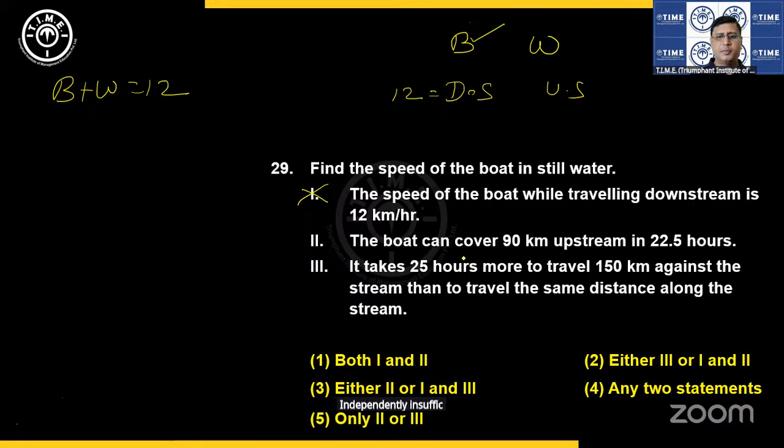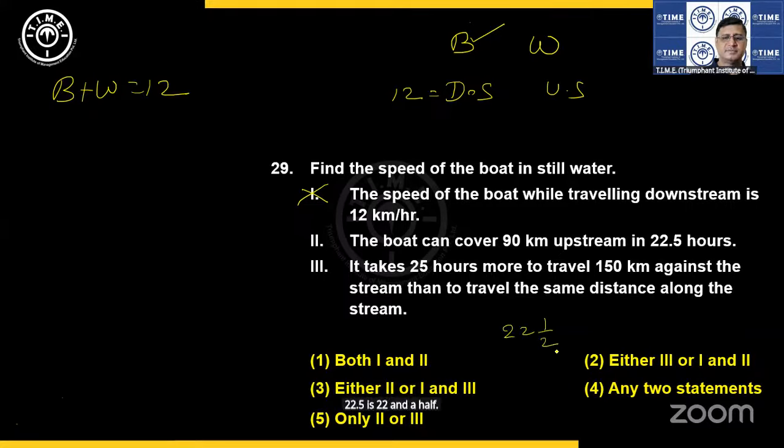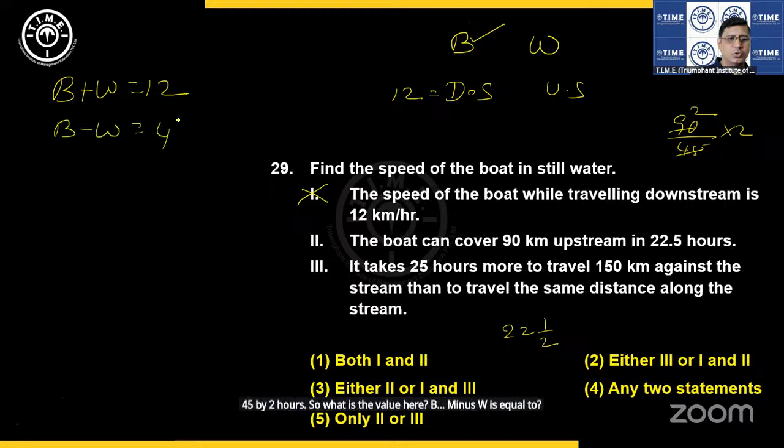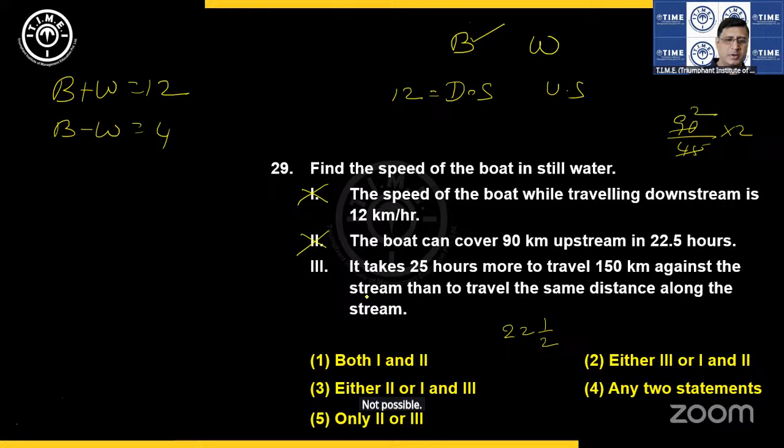Independently insufficient. The boat can cover 90 kilometers upstream in 22.5 hours. 22.5 means 22 and a half, which is 45 by 2 hours. So 90 kilometers in 45 by 2 hours. What is the value here? B minus W is equal to 90 times 2 by 45, which is 4. Downstream is the first statement, upstream is the second statement. Is it possible to find out only from the second one? Not possible.